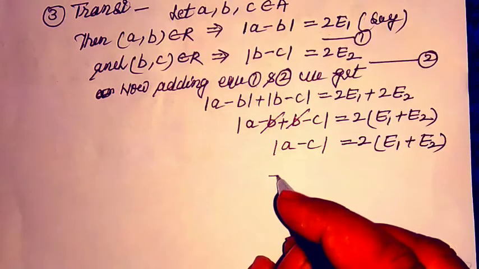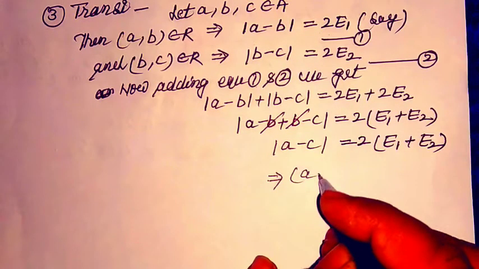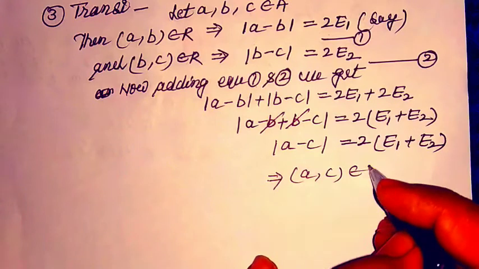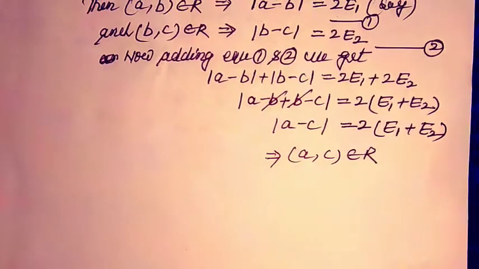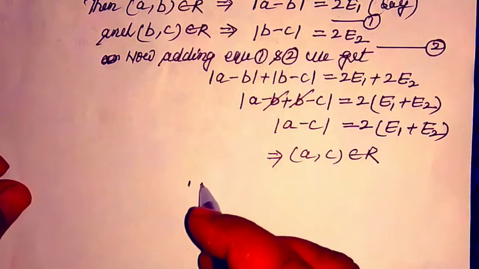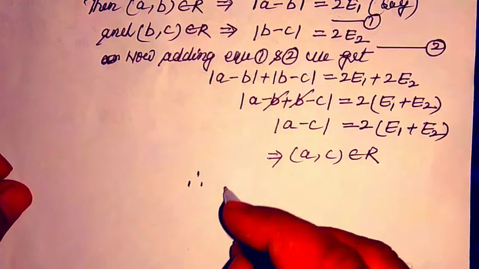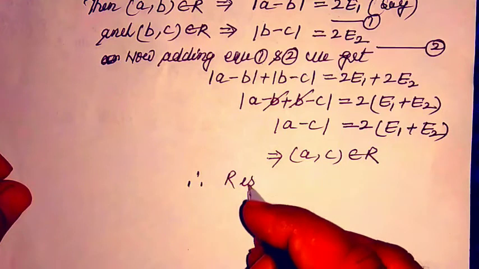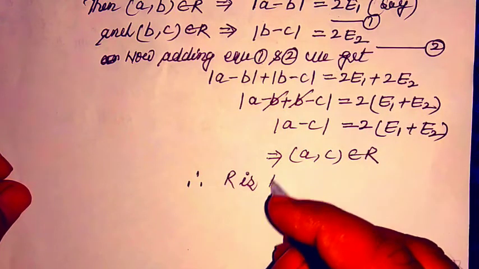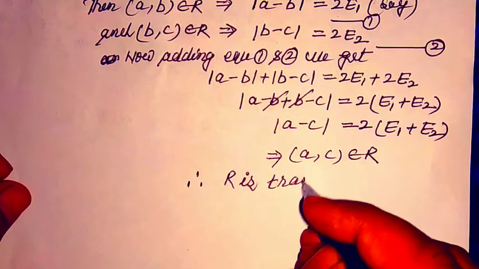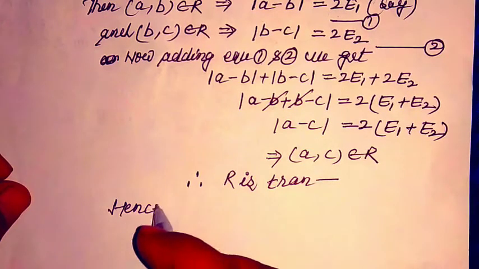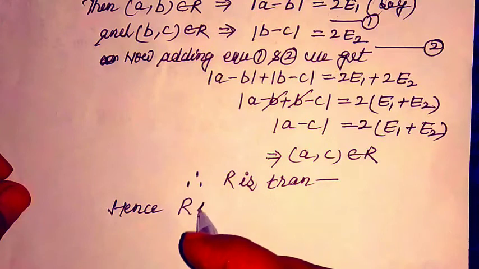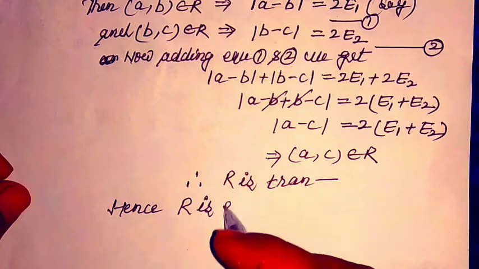So we can write (a, c) belongs to R. Therefore R is transitive. Hence R is an equivalence relation.